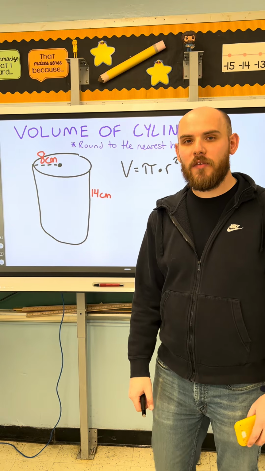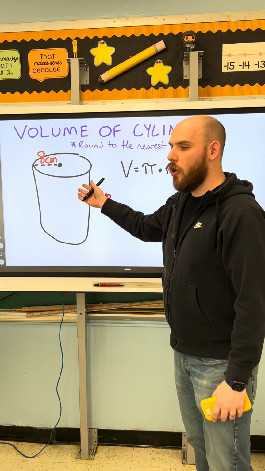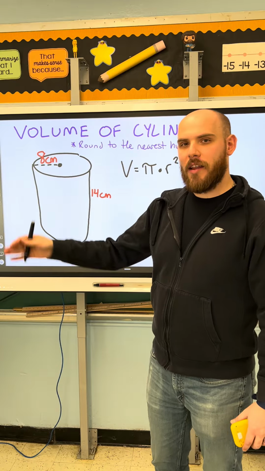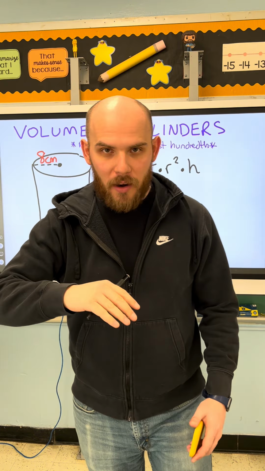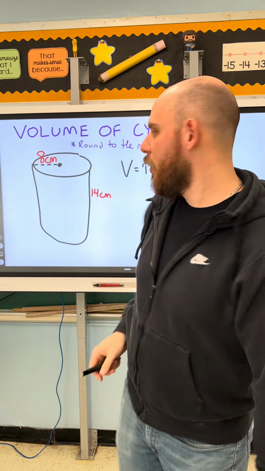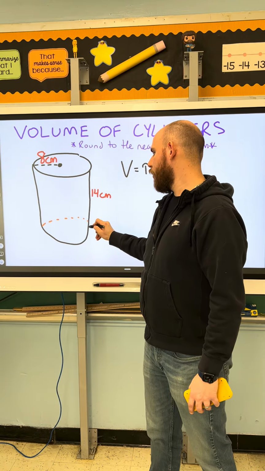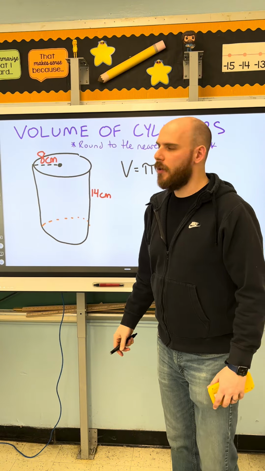Today we're doing volume of cylinders. Here's a cylinder. A cylinder is basically a three-dimensional shape that has a circle on the top, a circle on the bottom, and there's some space between them. I know you can't see it here, but there's a circle on the bottom. It's just hard to see.